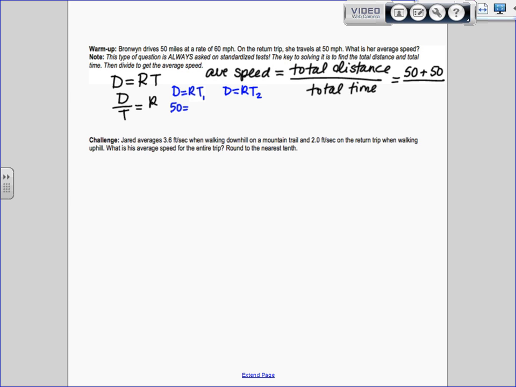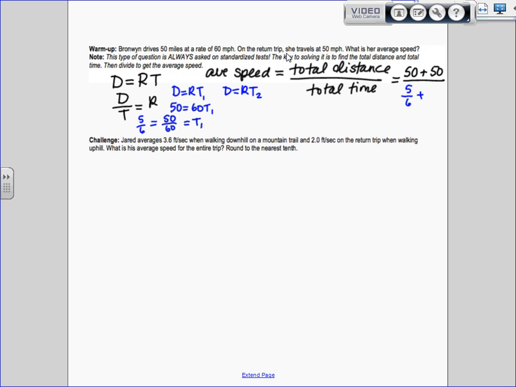So for time 1, she went a total of 50 miles at a rate of 60 miles per hour. So T1 ends up being 50 out of 60, or 5/6. So 5/6 of an hour. That's why Yaya said 50 minutes. So that's this first one.